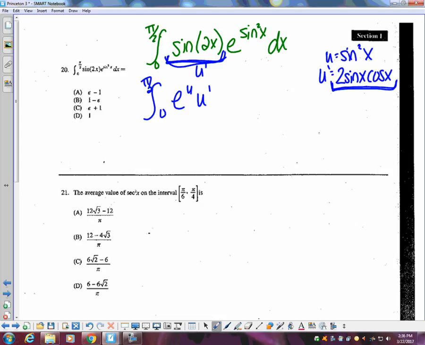Okay, well, the integral of e to the u is easy. It's just e to the u. I'm going to go ahead and plug my sine squared x back in for my u. And I've got to go from 0 to pi over 2. Okay, so now I've got e, let's see, sine of pi over 2 is 1. 1 squared is 1. Then e to the sine of 0 is 0. And 0 squared is 0. So I have e to the 1, which is just e, minus, and then anything to the 0 is 1.